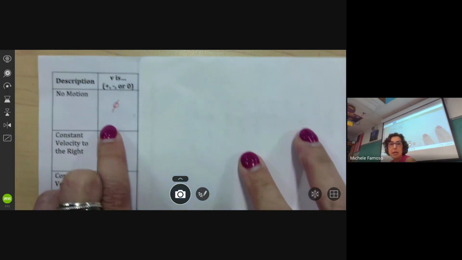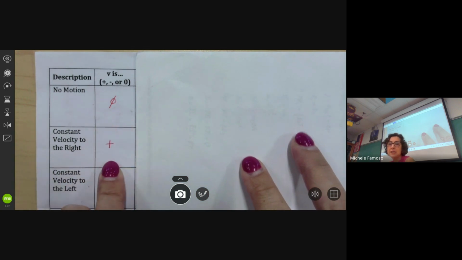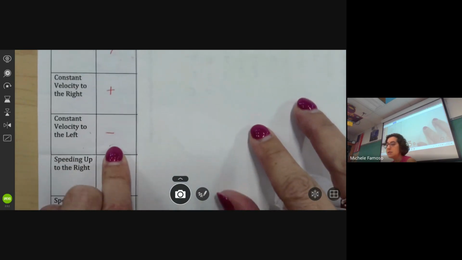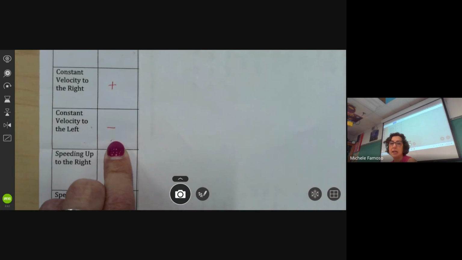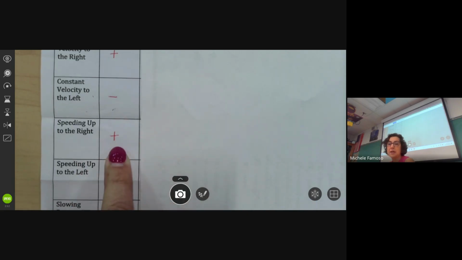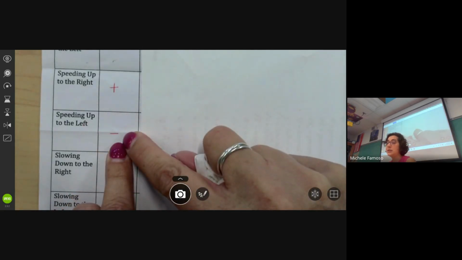Okay. So this page, we got to turn sideways. Let's start with the column on velocity. If you have no motion, your velocity is 0. If you have a constant velocity to the right, your velocity is positive. If you have a constant velocity to the left, it's negative. If you are speeding up, moving to the right, your velocity is positive. The word right is what tells you it's positive. If you're speeding up to the left, left is what tells you the velocity is negative.